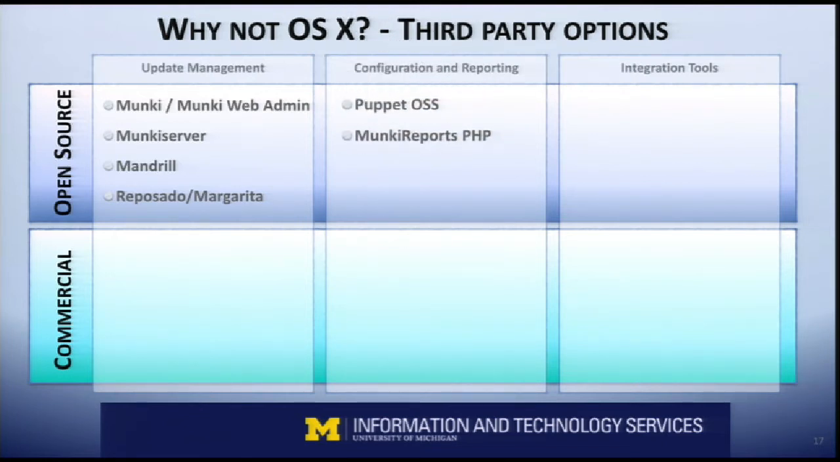Then we'll go to configuration and reporting. I'm kind of putting some things together here. So Puppet has obviously strong configuration management capabilities, as well as reporting on clients. Munki Reports, PHP, SAL. I'm putting Crypt in here as well because it is a very useful tool to do your FileVault storage, and kind of put it in this mix.